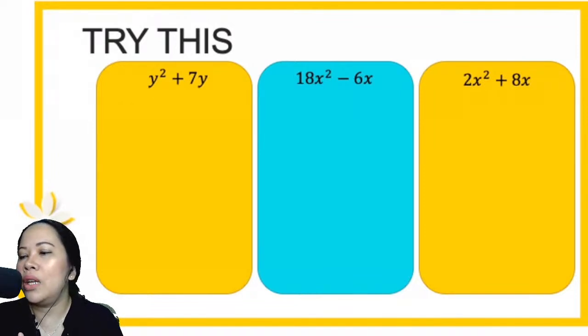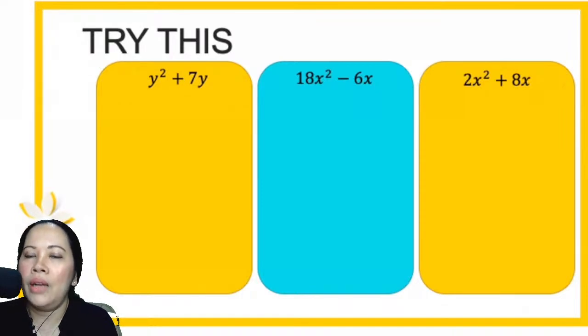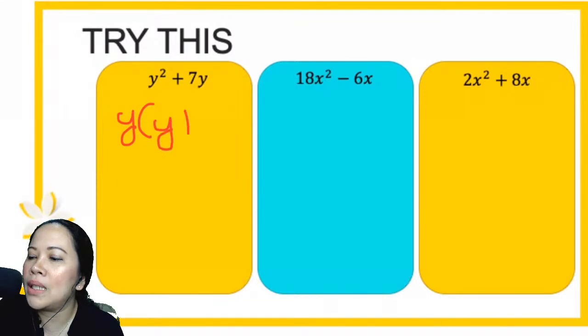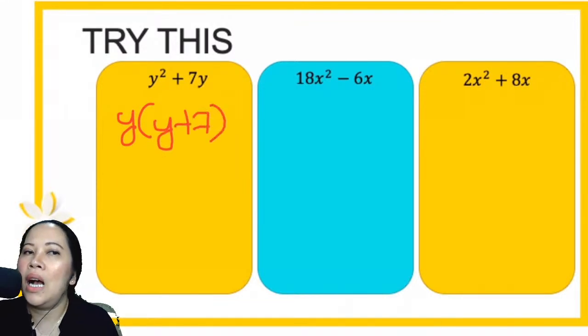So the first thing that you have to think of, or to know, is that if it is a greatest common factor, or a greatest common monomial, it doesn't have anything that is common between the two terms except for the factor. Yes, that's right, Tokushima. So that's y times y plus 7. That is correct. How about the next one?